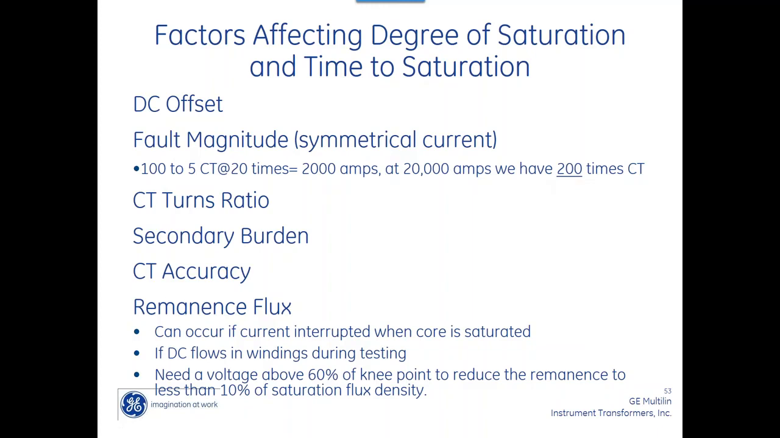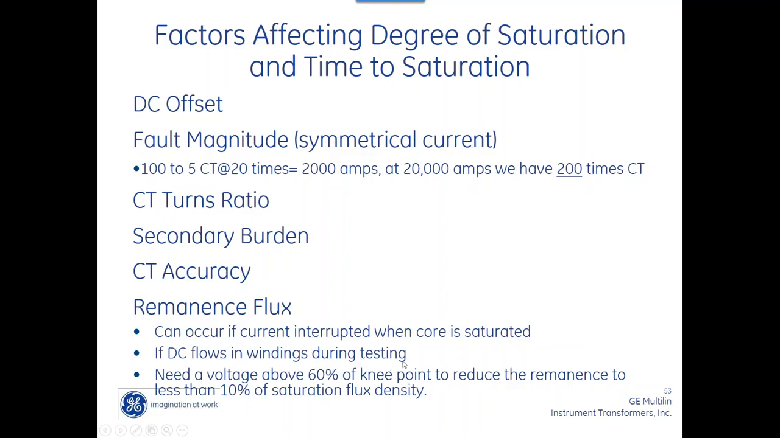So Spencer, getting back to your application, with protection, higher ratio CTs are actually better for protection. For metering, you're better off with low. The turns ratio, the higher the ratio, the less likely it's going to saturate quicker. The secondary burden we've talked about, the CT accuracy, and remnant flux, which is left in there.